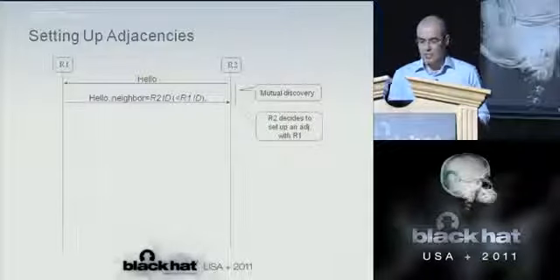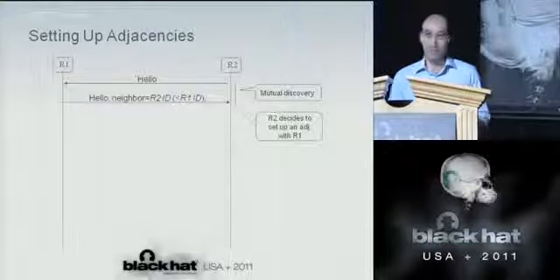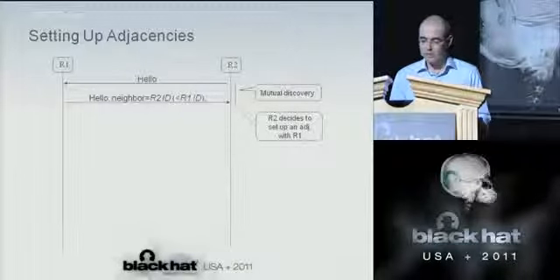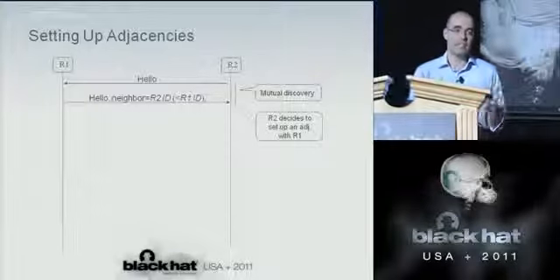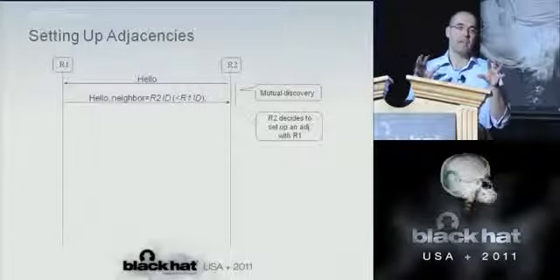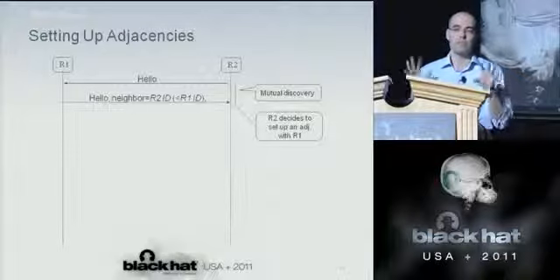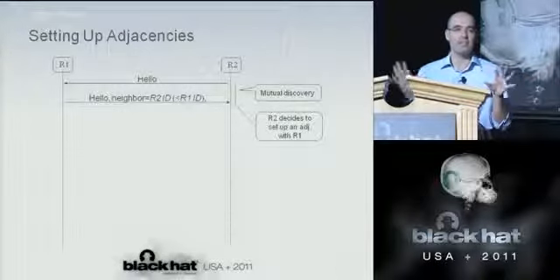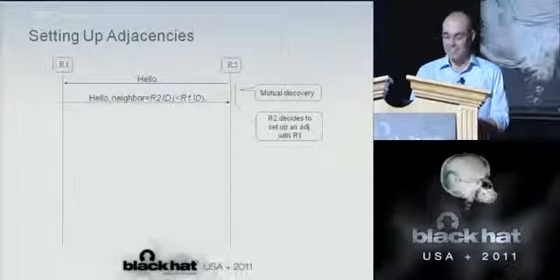Now, once R2 sees this hello, let's assume that he decides to set up an adjacency, for example, if R2 is the designated router. Now, as I said, the purpose of setting up an adjacency is to make sure that the LSA DBs of both routers are exactly the same. They are identical.